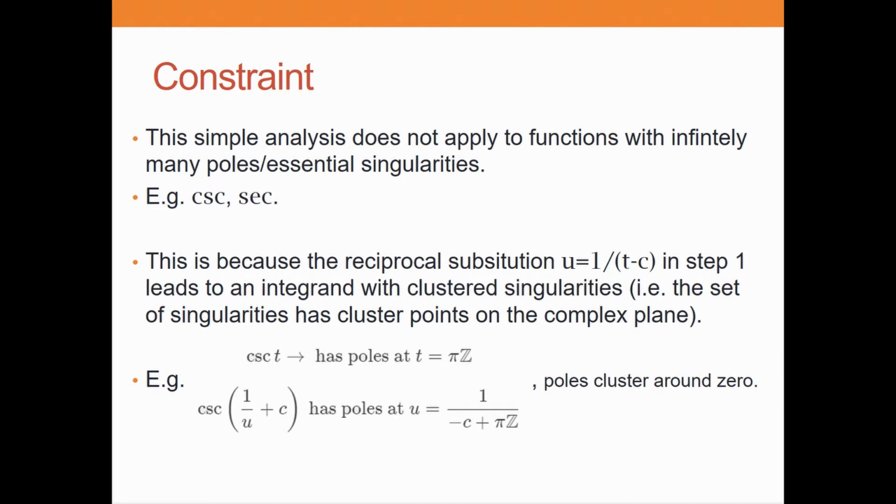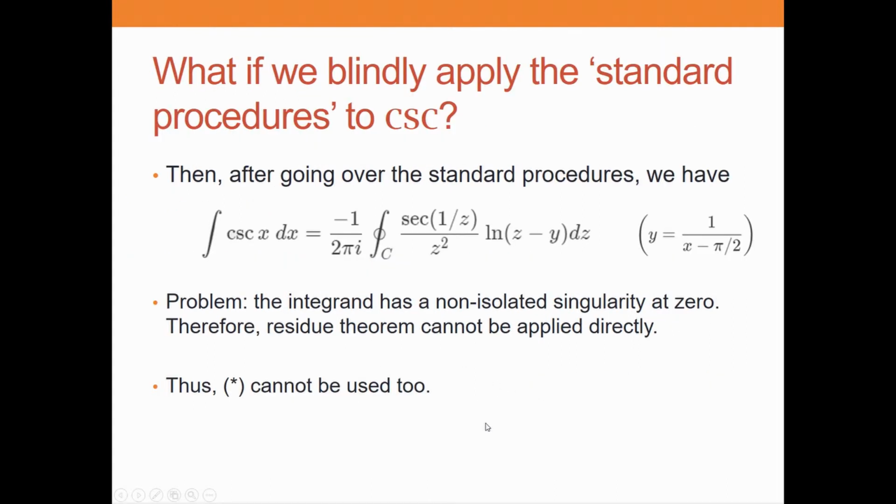Next, I would also like to talk about the constraints. The above simple analysis does not really apply to functions with infinitely many poles or singularities, such as cosecant or secant. This is because the reciprocal substitution in step 1 will lead to a cluster of singularities. For example, cosecant t has poles at integer multiples of pi, and if we apply the transformation, we will obtain a pole cluster near 0.